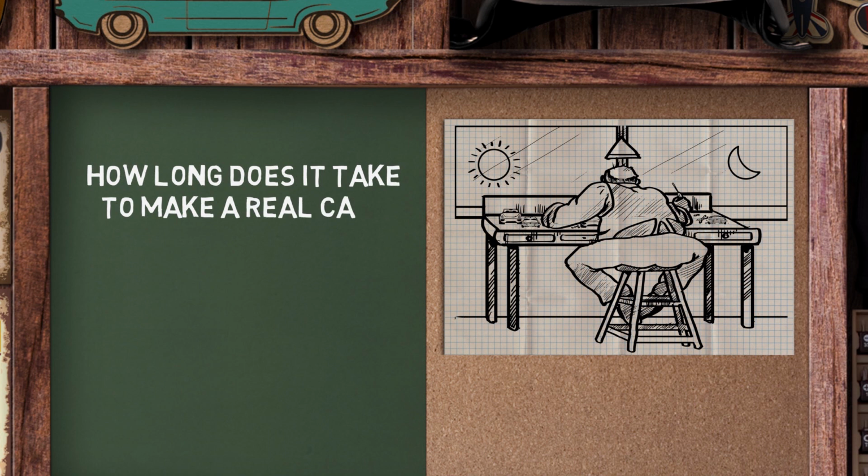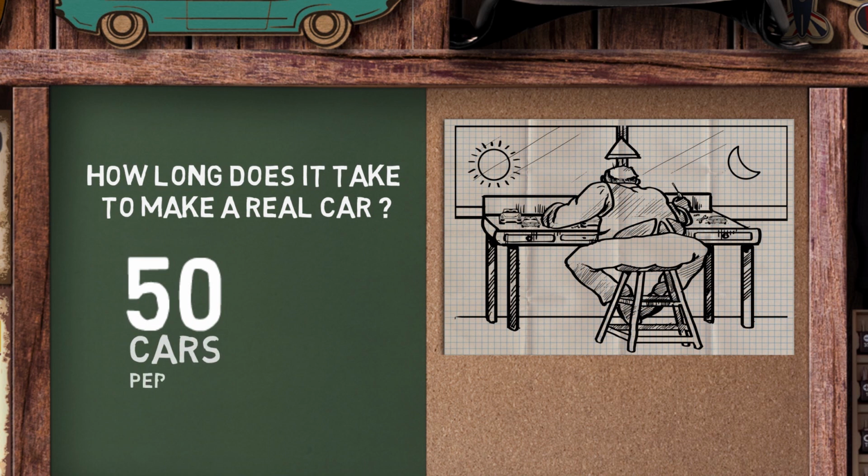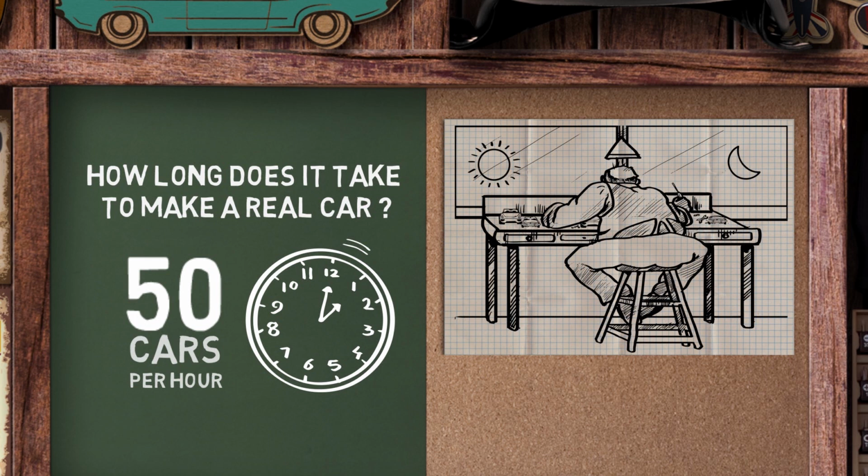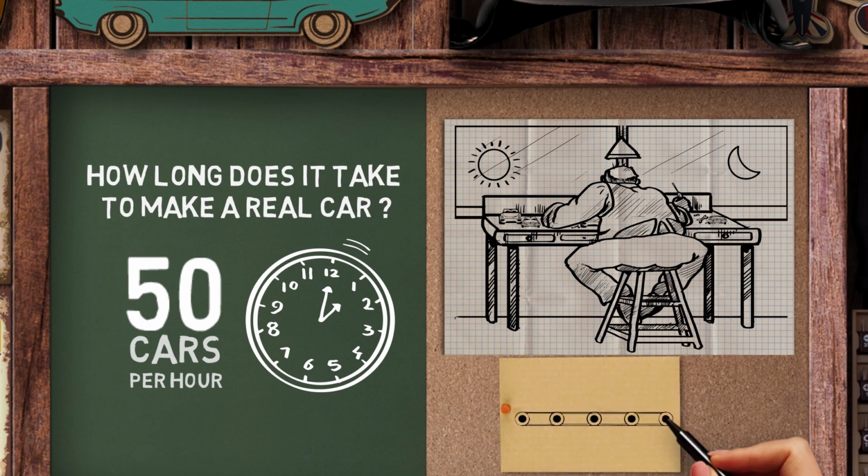I wonder how long it took people to put together a car. I was surprised when he said most car factories assemble around 50 cars every hour. How do they do it? He said it was because of the assembly line.